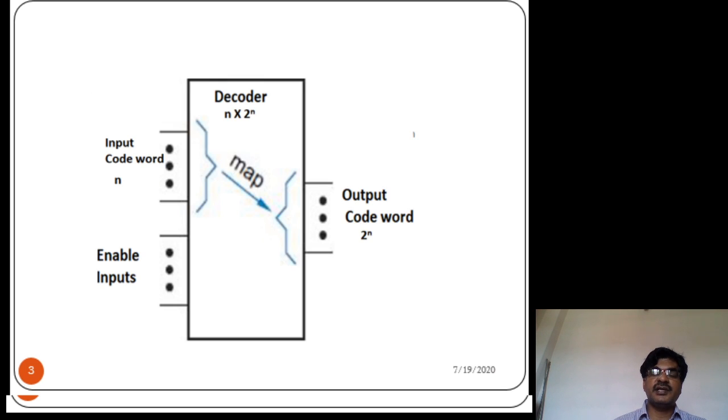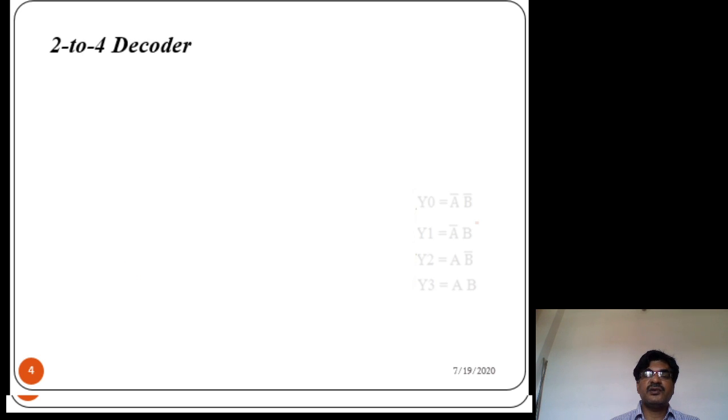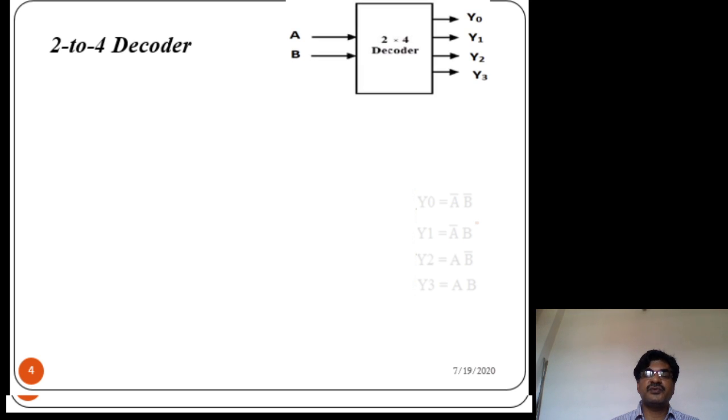Then coming to the symbol of the decoder. This is the symbol for the decoder, represented with the size n by 2 power n, where n is the number of bits in the input code word and 2 power n is the number of bits in the output code word. Also it has some enable inputs, which act as a control input. Suppose you take a 2 to 4 decoder, what does it mean? It has 2 inputs and 4 outputs. You can draw the symbol for this 2 to 4 decoder like this. It has 2 inputs, say A, B, and 4 outputs, say Y0, Y1, Y2, Y3.